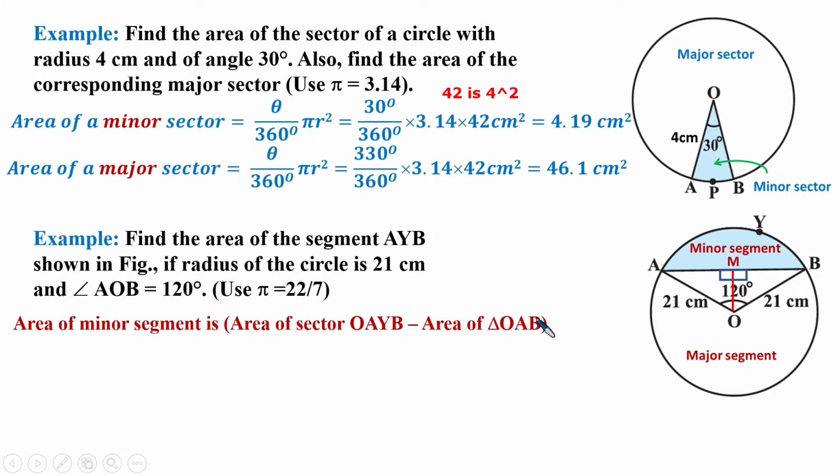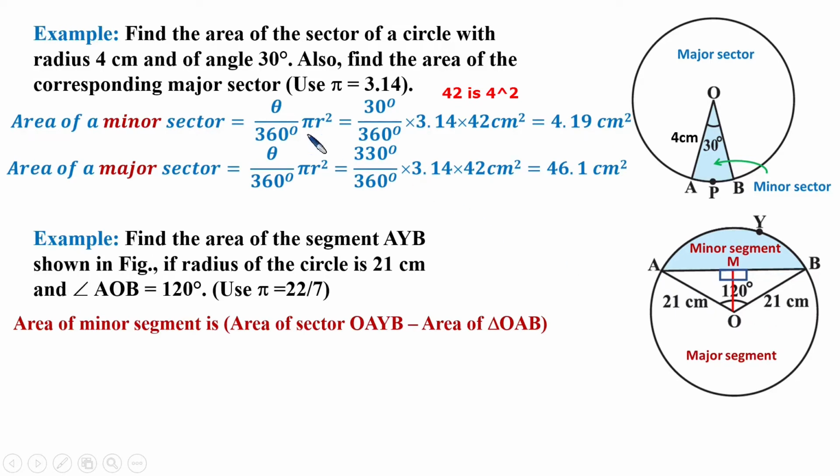The area of the minor segment is the area of this sector, which is from A, O, B, and this full arc. Sometimes the area of a sector is written as OAYB. So here I have written area of sector OAYB minus the area of this triangle. That will give me the area of the minor segment.